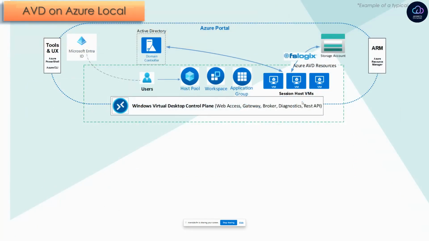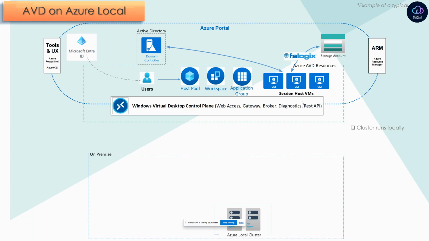Okay. So the key differentiator to running AVD purely in Azure or running it on Azure Local becomes all of the elements at the moment at the top are what we just saw in Azure, in the cloud. And if we're going to move to Azure Local, then first of all, we're going to have an on-premise representation where we're going to have our Azure Local cluster.